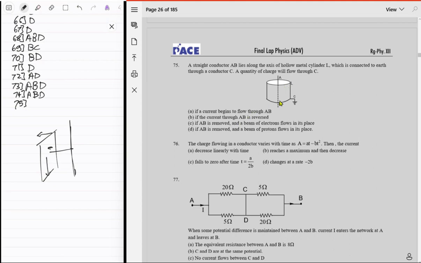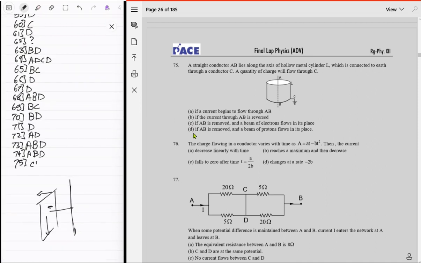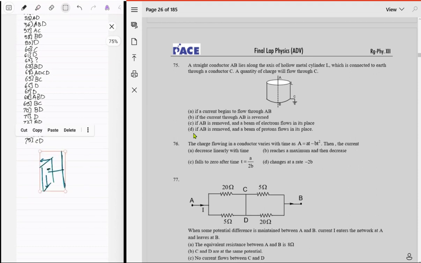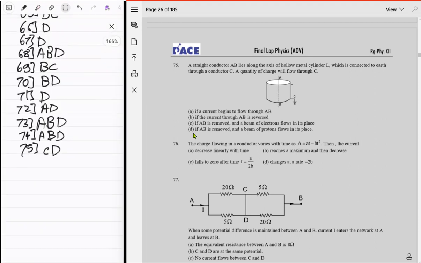So from there, right, because of that, there will be shielding here. That will cause flow of charge, right? That actually does explain it. So yes, and a beam of electrons flows in its place. Yes, so C is correct. If AB is removed and a beam of protons, once again the same idea. So C is correct, D is correct. 75 is C and D. Next, it's not the magnetic field that matters, it's the electric field.